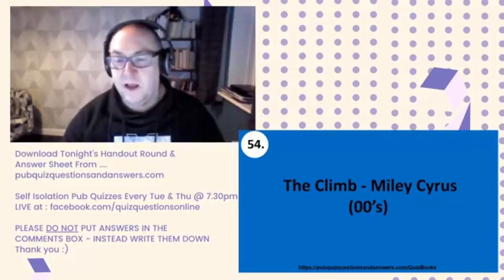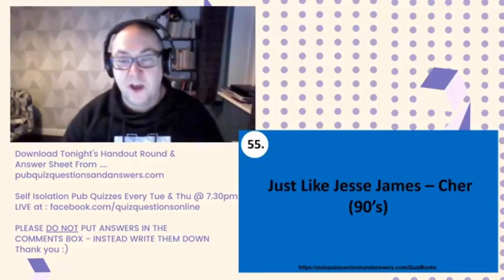54, The Climb, Miley Cyrus. Tricky one on that one. The Climb, Miley Cyrus. And 55, the last one tonight, was a song by Cher, Just Like Jesse James. That was a song that we did in reverse. Just Like Jesse James, Cher. 1.5 points for each bit of those that you got right.